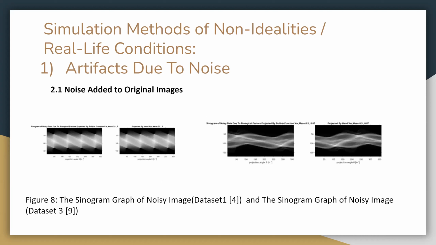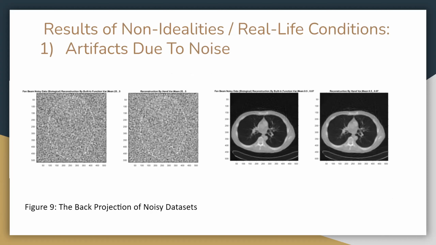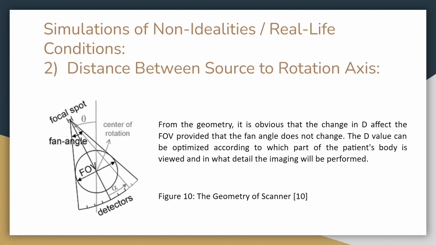Second, the noise is added to the original image, and the sinogram is also noisy, which means the output is also affected. As a conclusion, at high levels of noise, the phantom brain is affected more compared to the other datasets. Its contrast also decreased significantly.